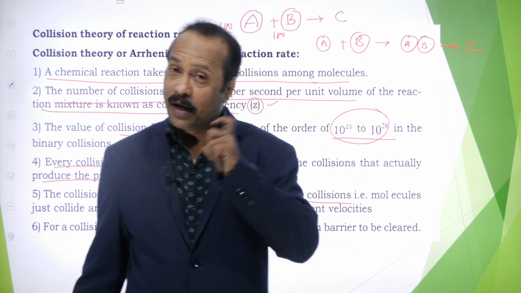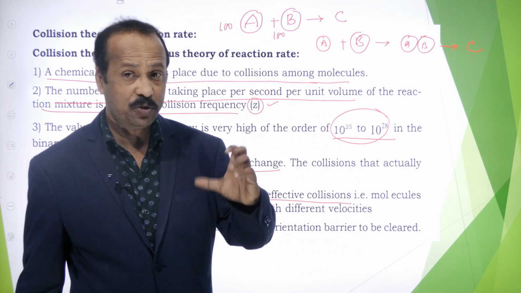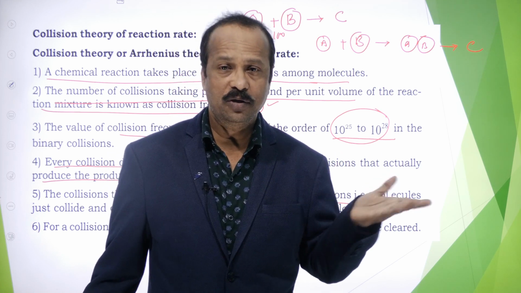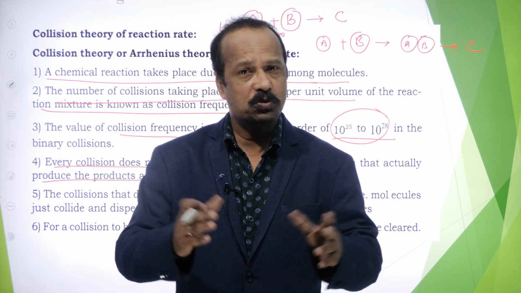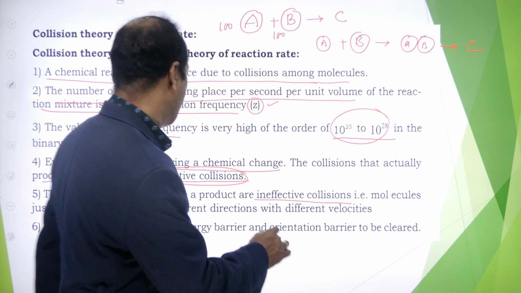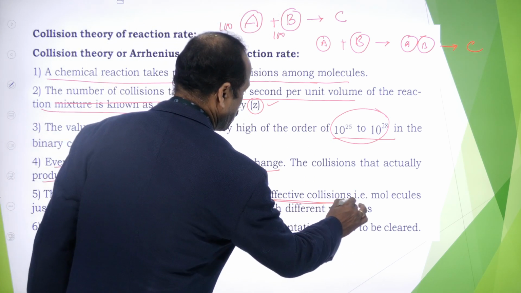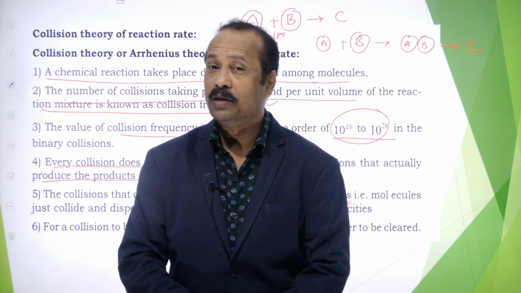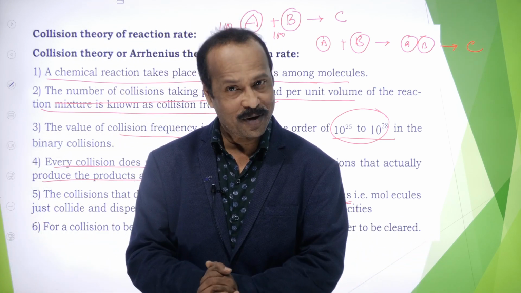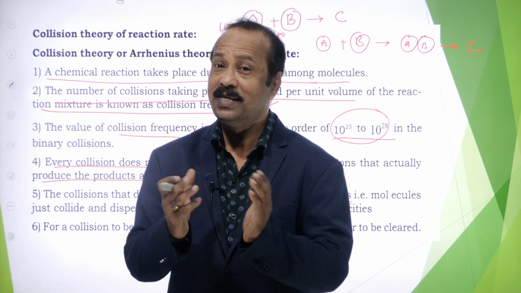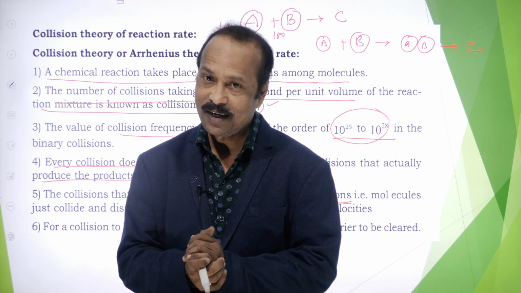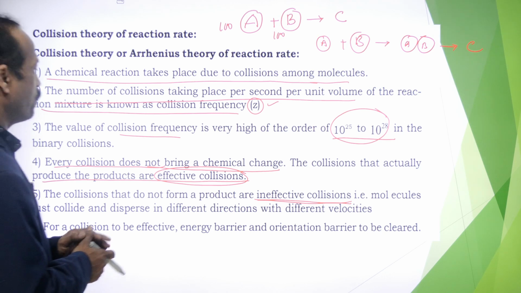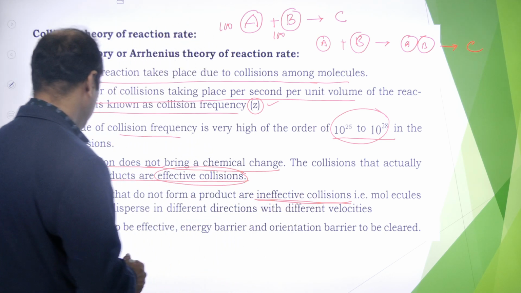And for the remaining, here 20 collisions means 20 C molecules forming. Remaining how many? 100 out of 100. So 20 lost, so 80. These remaining collisions are called ineffective collisions. Why? Because they are not forming the product. They are not forming the C here, right? So that is most important. The collisions that do not form the product are ineffective collisions.